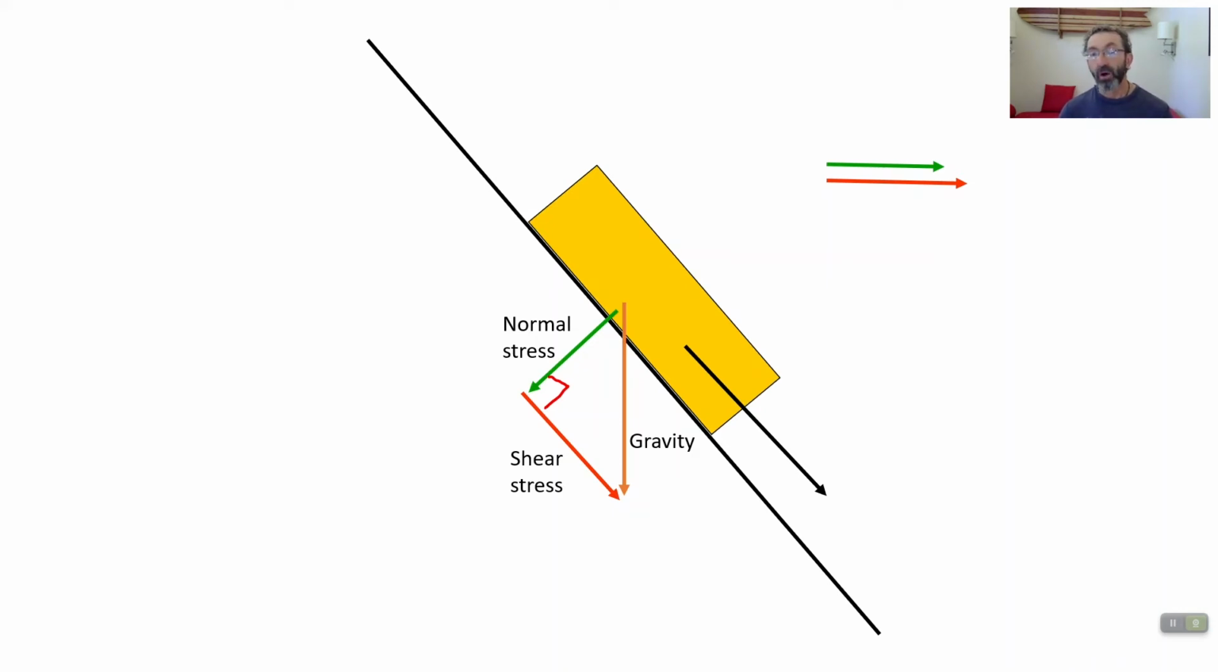So you see then how the slope of the surface is really important when it comes to landslides. So steep slopes are more prone to landslides than shallow slopes.